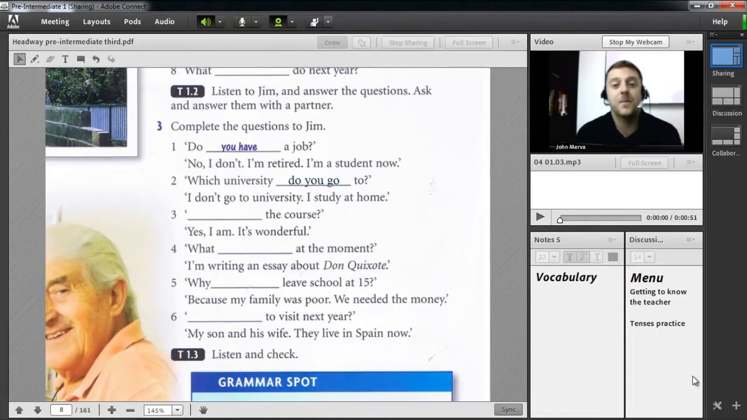In your pairs, please, what I would like you to do is complete questions 1, 2, 3, 4, 5 and 6 to make sure that the question you're asking would give you the answer. So as we can see, number 1, do you have a job? The answer, no I don't. They match together. Number 2, which university do you go to? Matches with I don't go to university, I study at home. So again, please, your teacher has put you into some pairs, so please work together and complete the questions.